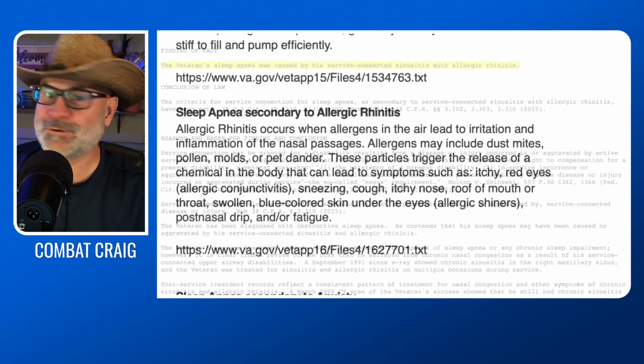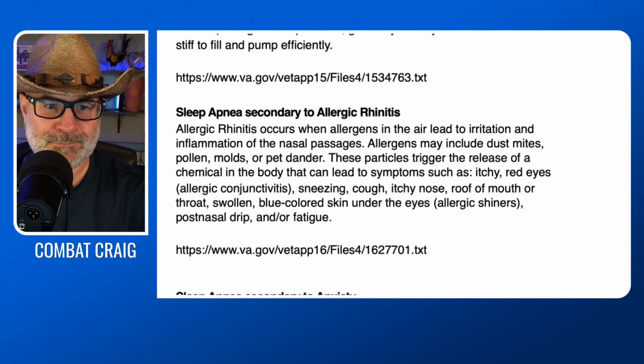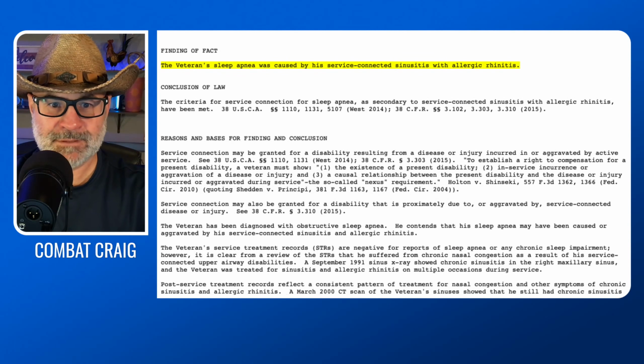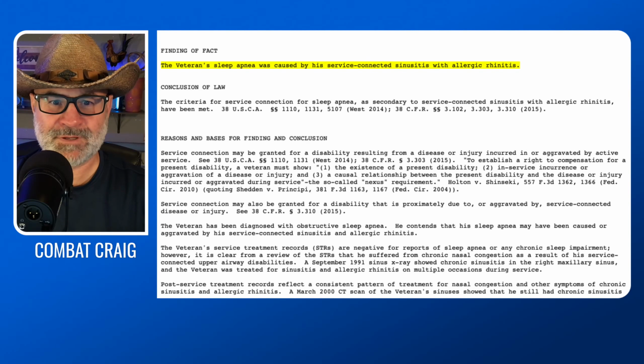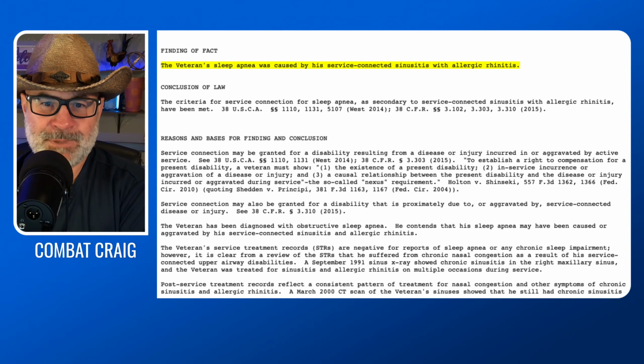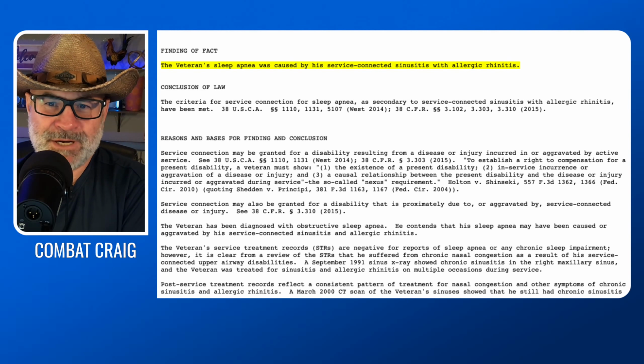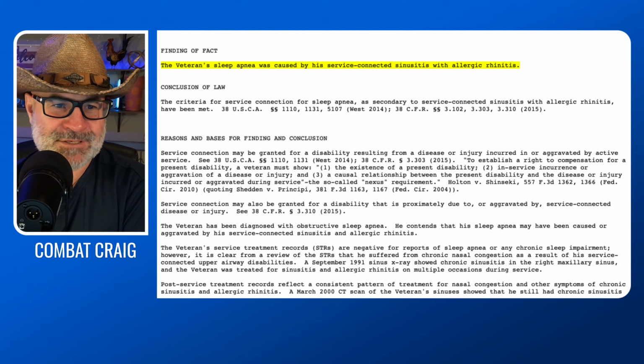So if you have allergic rhinitis, you know what it is. I'm not going to read it all the way. Let's go see what this one says. So the veteran's sleep apnea was caused by a service-connected sinusitis with allergic rhinitis. And this one is combining the two. Sinusitis is another one, so this is a twofer.